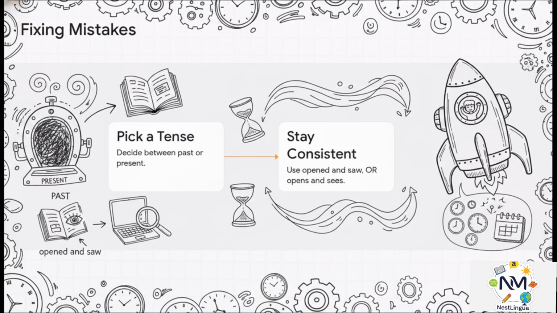Luckily, fixing this is easy. Step 1, pick a tense. Step 2, stay consistent. If you choose the past, use opened and saw. If you choose the present, use opens and sees. Pick your time machine and just stay inside it.